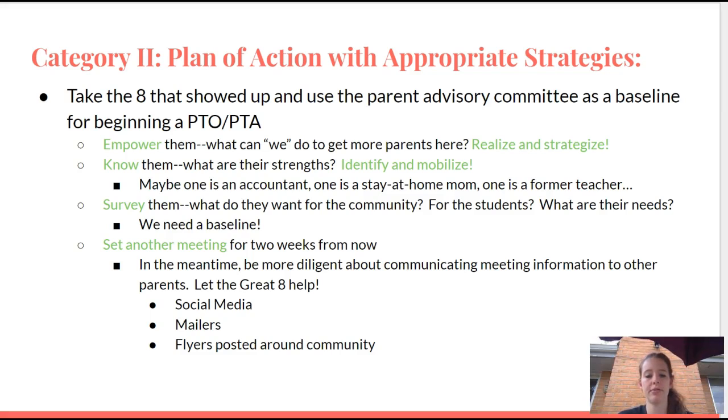I would set another meeting for 2 weeks from now and be really consistent about the place and time. And in the meantime, I'd be very diligent about communicating that meeting information to other parents, and so I'd let these 8 help as well. I think social media announcements, mailers, or flyers posted around the community would work. I didn't think that giving students the onus of providing an invitation to parents was maybe the most effective way to get them to the meeting, especially high schoolers.